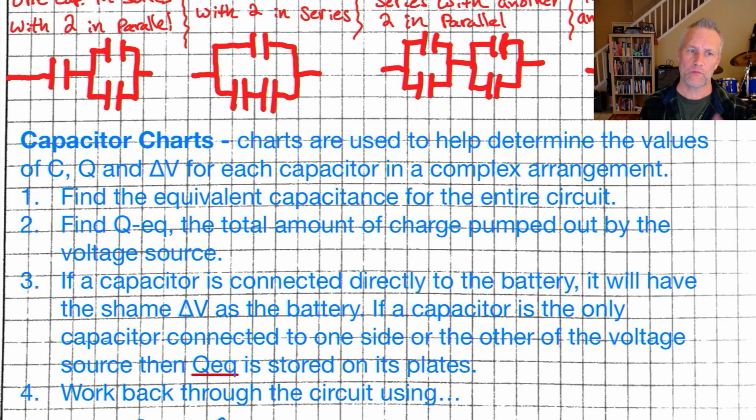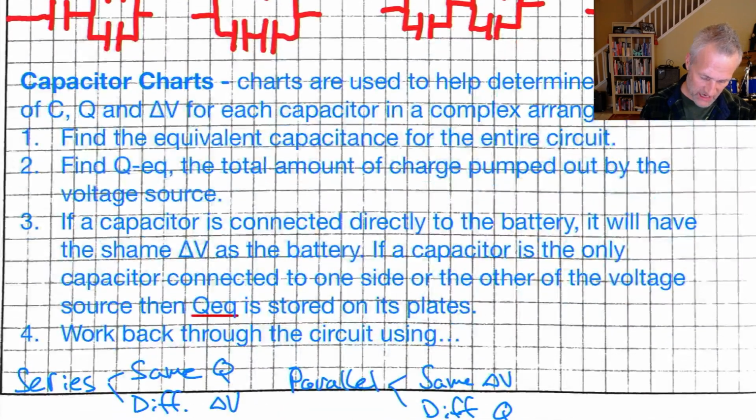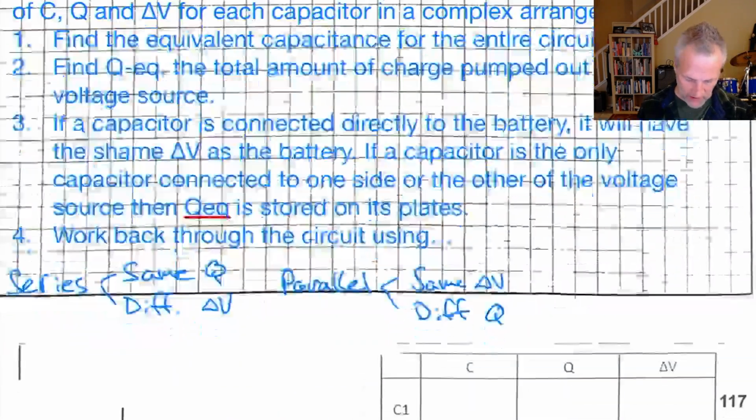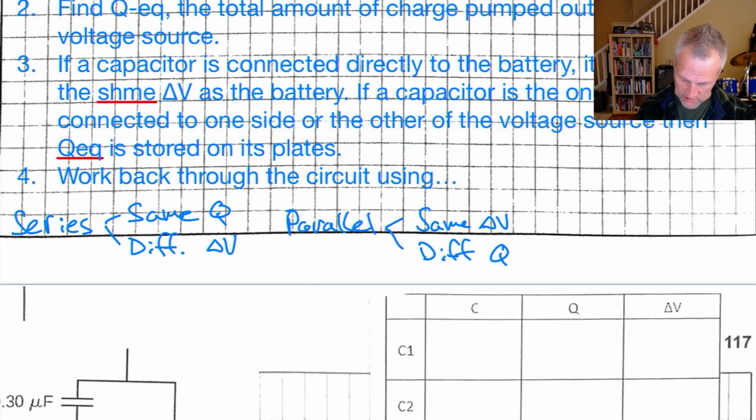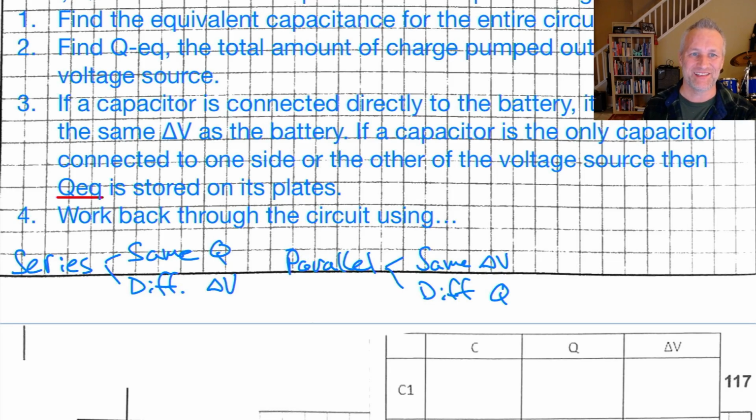Now, if a capacitor is connected directly to the battery, like both sides of the capacitor connected directly to the battery, it's going to have the same delta V, not the same delta V. The heck? Same. If I can edit that. It's a shame this made it into the video. Same delta V as the battery.